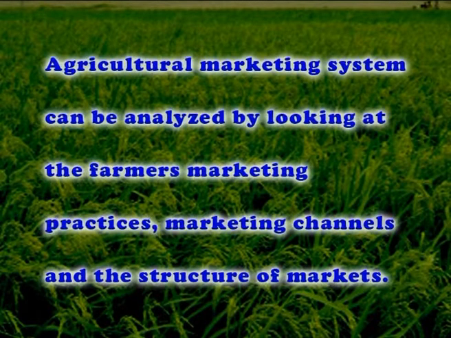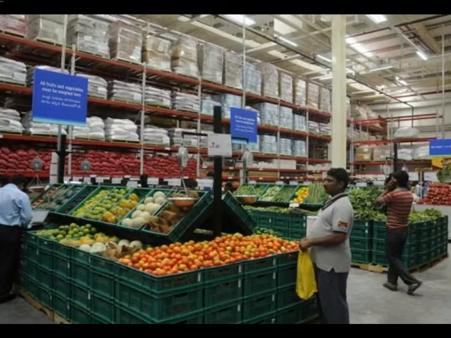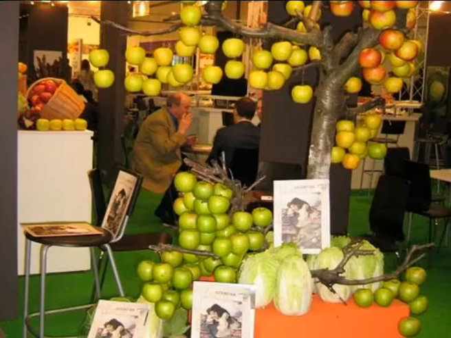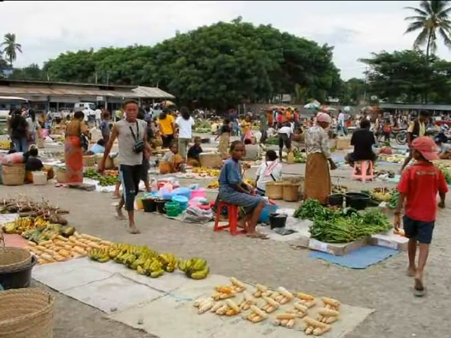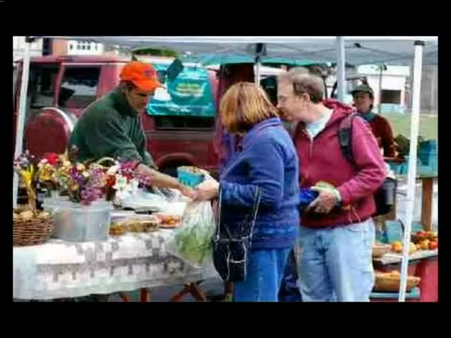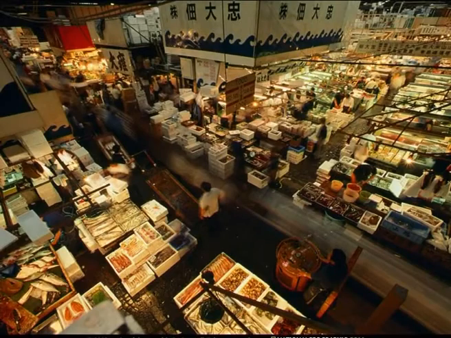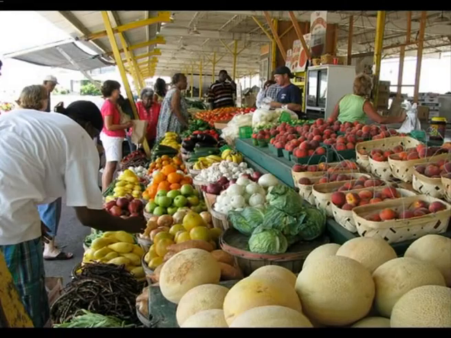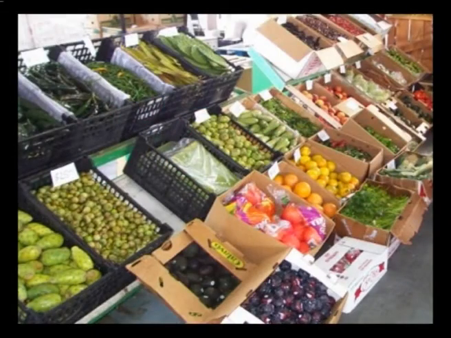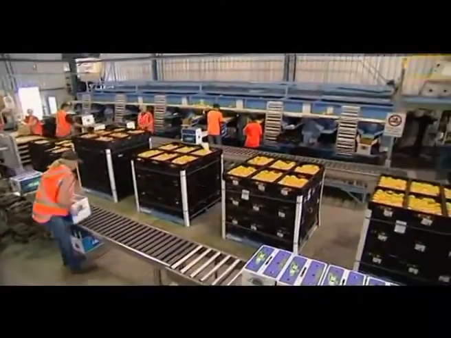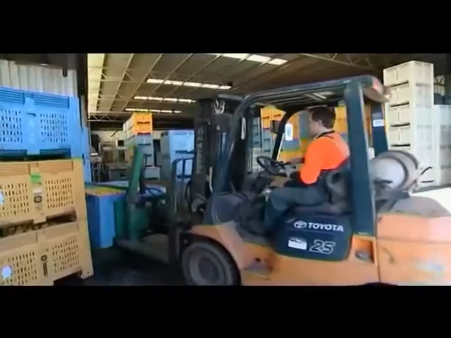Agriculture marketing general features. The agriculture marketing system can be analyzed by looking at the farmers' marketing practices, marketing channels and the structure of markets. The marketing system and farmers' marketing practices have undergone considerable changes during the last 50 years owing to the expansion of the size of the market, increased availability of infrastructure and changes in the pattern of demand, and consequently the introduction of new methods of processing, packaging, storage and transportation.